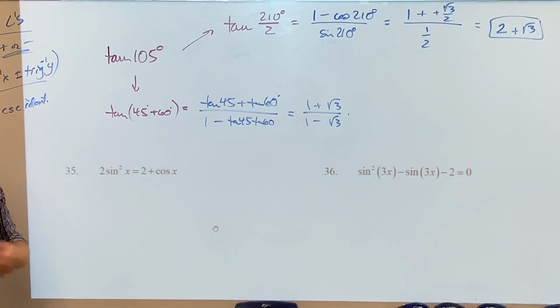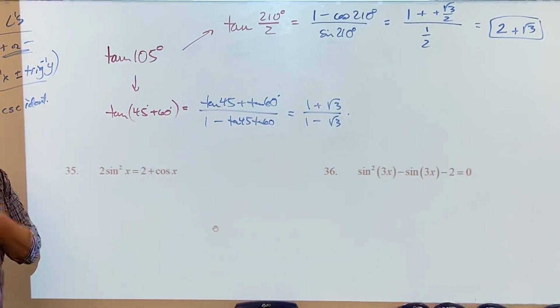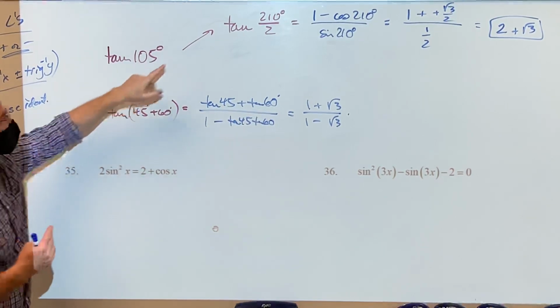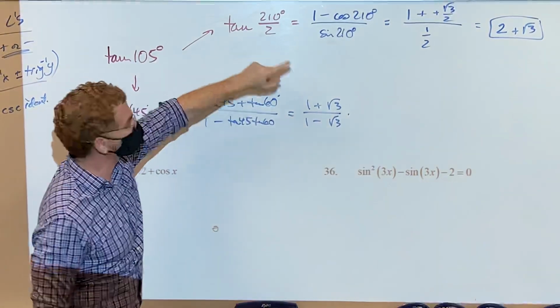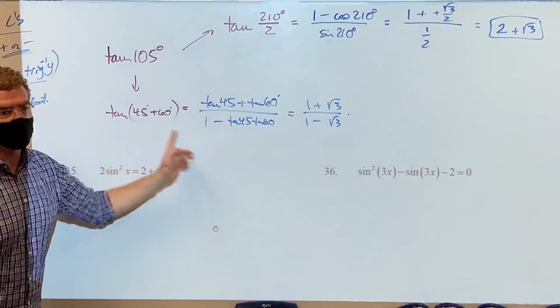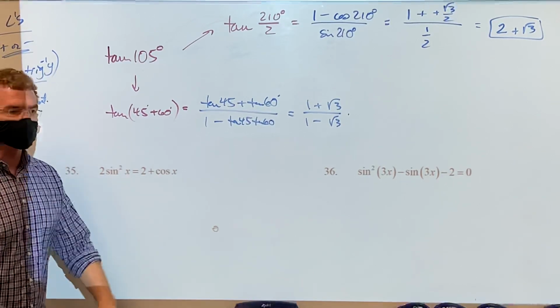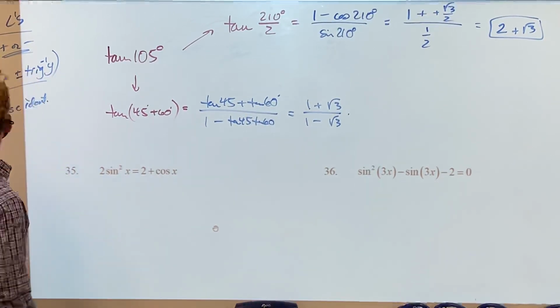So if you ever have the option of half angles or alpha plus betas, I always go with half angles with tangent because they simplify better. That's assuming I'm going to use that identity. And I go with alpha plus betas for sine and cosine because, in my opinion, they simplify a little bit better. And that's the majority of the time. All right.